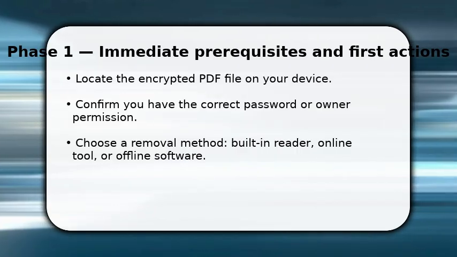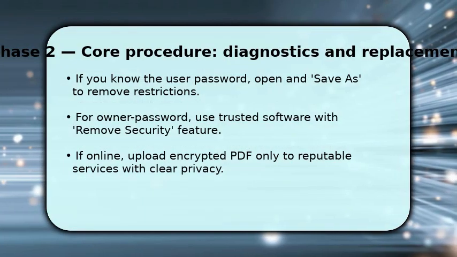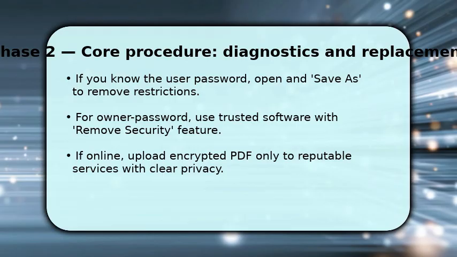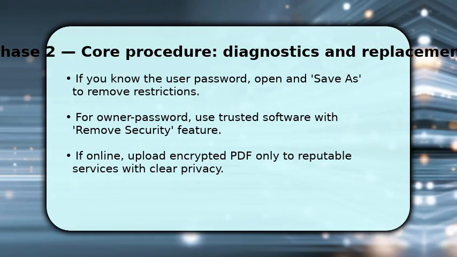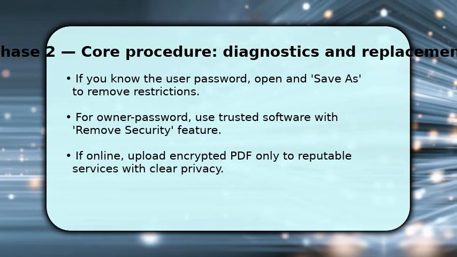You must weigh privacy versus convenience when selecting a tool, so make your choice now and proceed to the chosen method without delay. You now perform the actual removal. If you know the user password, open the file, enter it, then choose Print to PDF or Save as to produce an unrestricted copy. If dealing with an owner password, run trusted offline software, select Remove Security, and supply credentials.